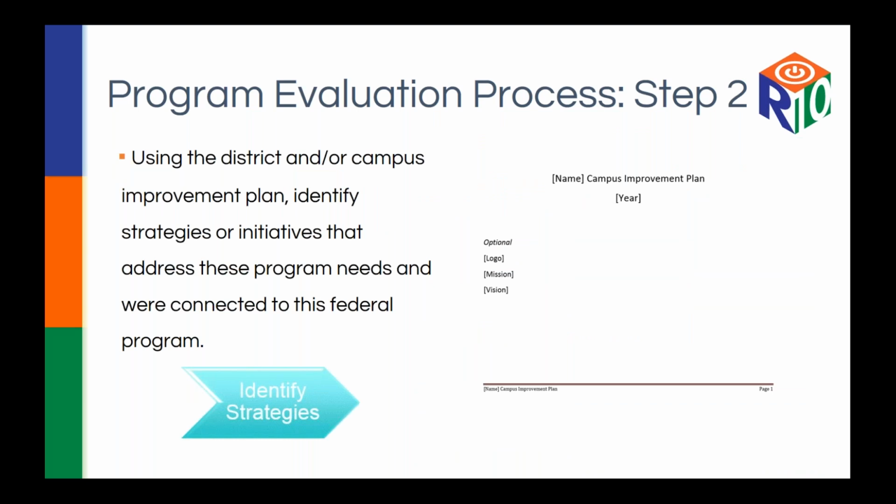Now that we know the needs, we're looking at our plan, because step two is identifying the strategies. Now you're using your district and/or campus improvement plan. You're identifying your strategies or initiatives that address the program needs and were connected to the federal program. So if during our CNA, we discovered things within our parent and family engagement program that we need to tighten up to make better based on feedback, in my plan, because it's all one continuum, I'm addressing the actual needs through strategies. So now I'm pulling those strategies from my improvement plan, be it district or campus, that says here, this is what we did to address the needs.